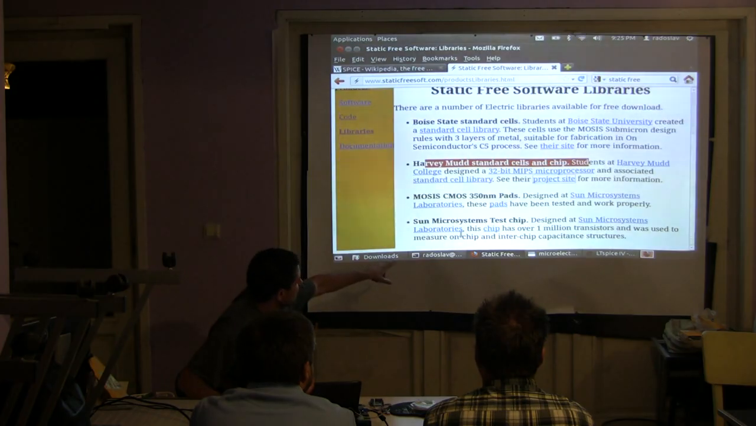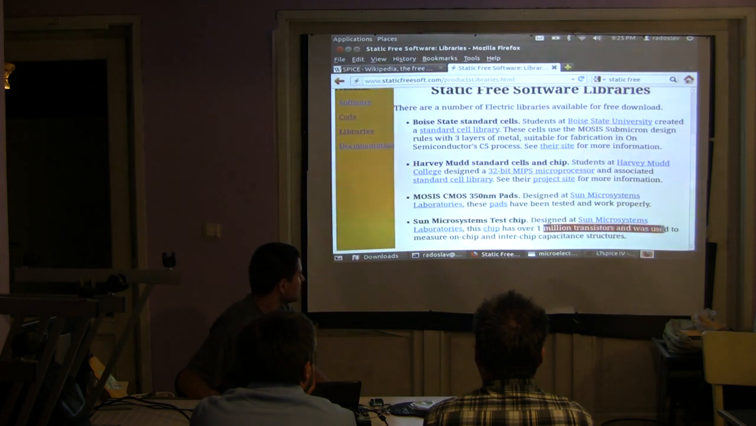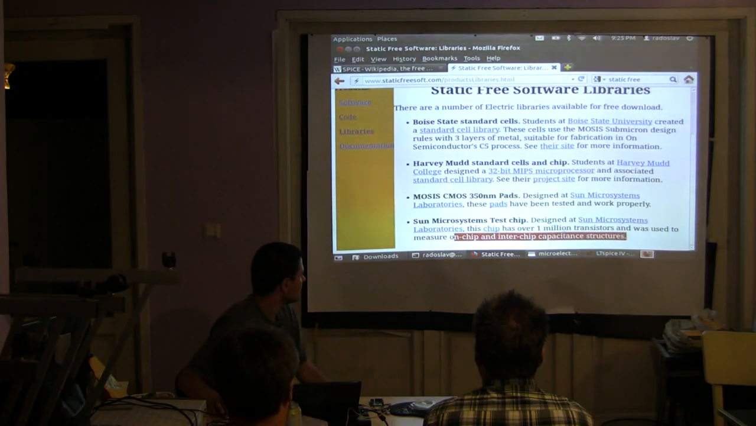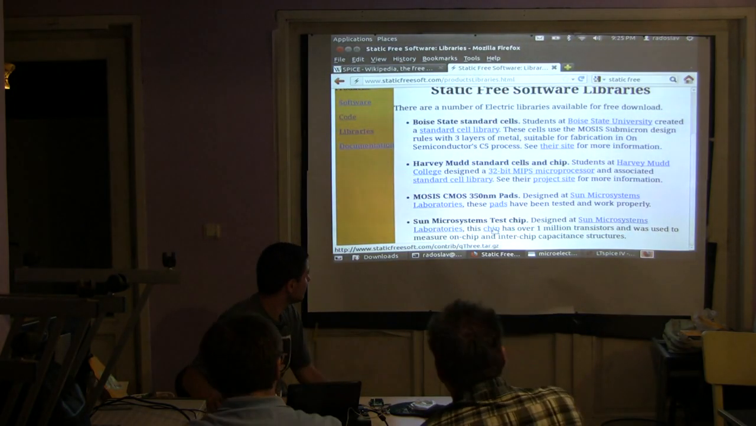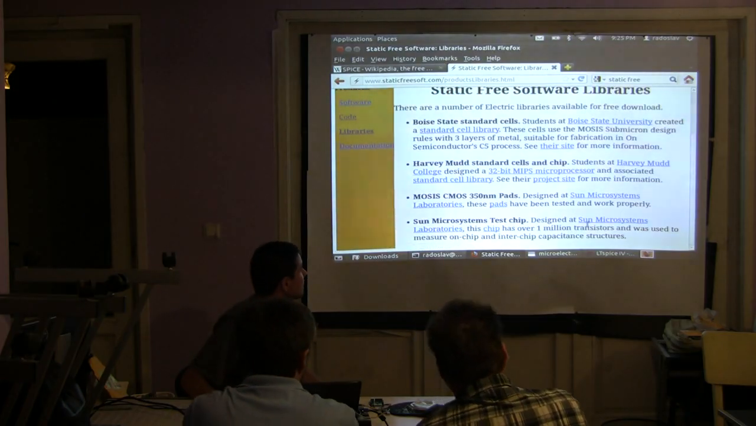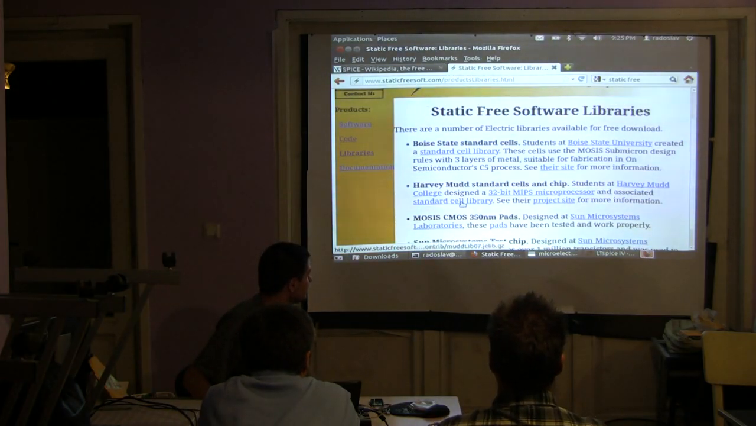Sun also have designed their own chip in the laboratories, over 1 million transistors, and was used to measure on-chip and inter-chip capacitance structures. So it's quite a simple chip, but still uses 1 million transistors, you can see.